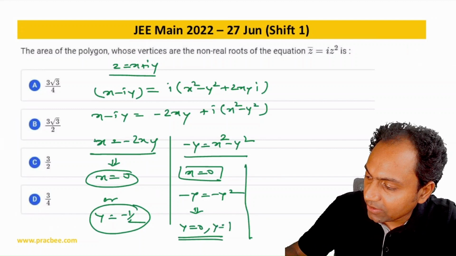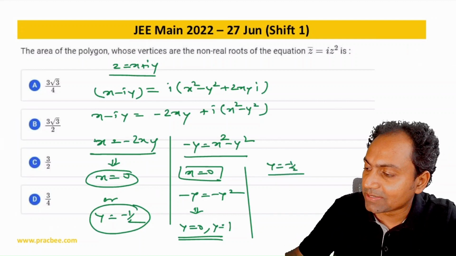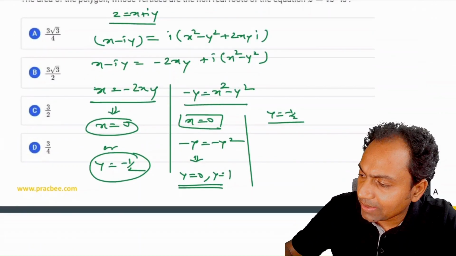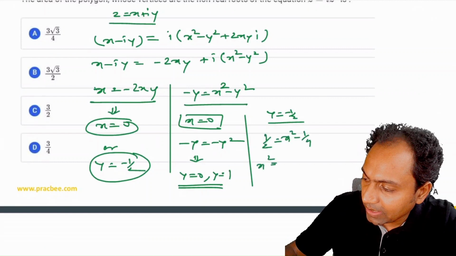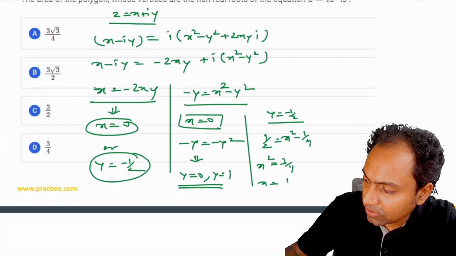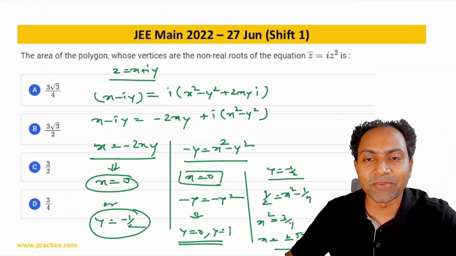Now, if I take another value, that is y is equal to minus 1 by 2 and simplify, let us see what we get. If I put it, the left hand side becomes 1 by 2, x square minus 1 by 4. X square is equal to 3 by 4 or x is equal to plus minus root 3 by 2. Now let us look into the answers that we have got.